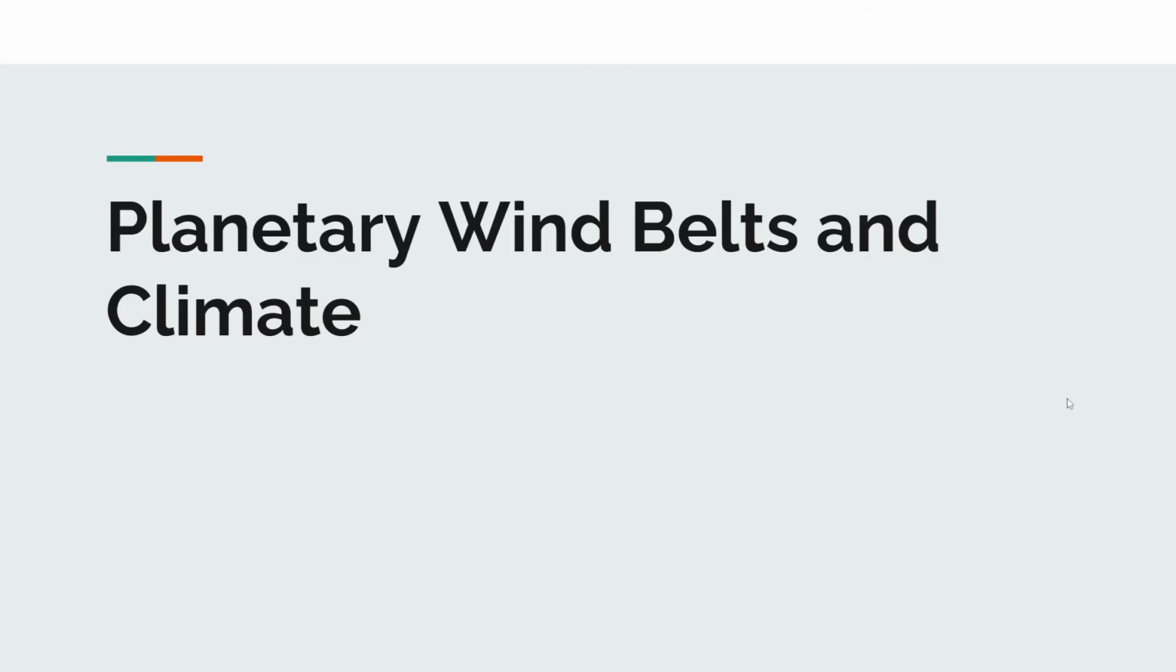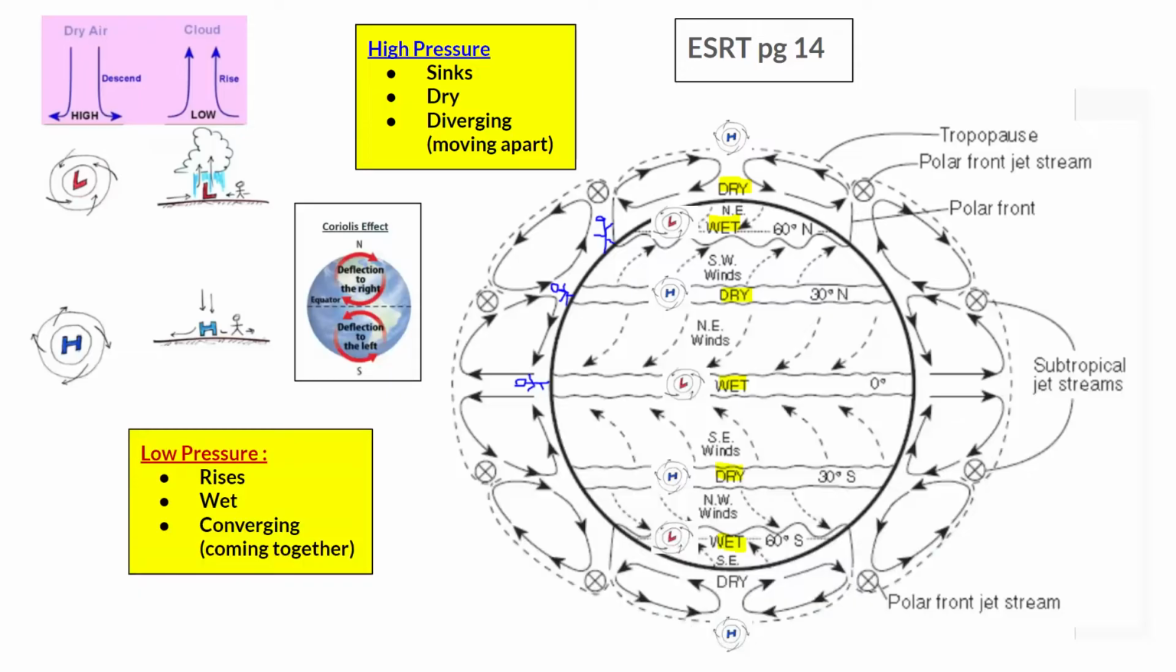Hey guys, so today we're going to talk about how planetary wind belts affect climate. So we've already talked about this before, right? In places that have high pressure, we have dry climates, and in those areas the air sinks and moves away, or diverges.